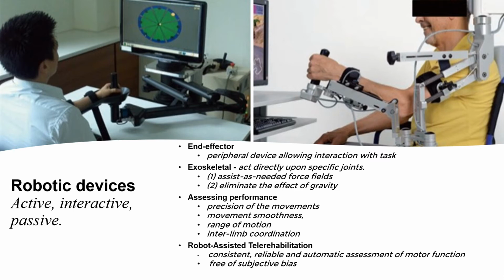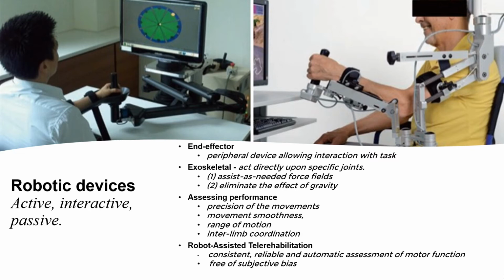An exoskeleton acts directly upon a specific joint. It assists the joint to move on a need basis, and it eliminates the effect of gravity to allow for smooth movement of that particular joint.